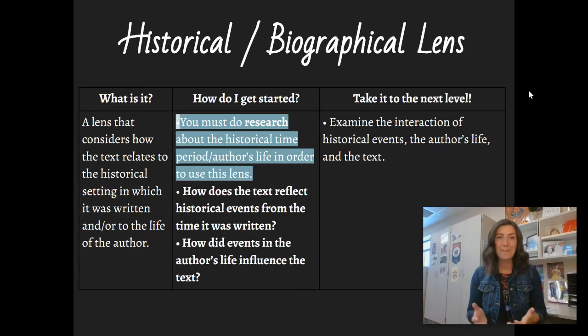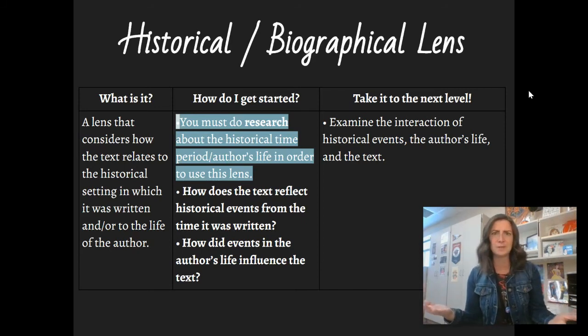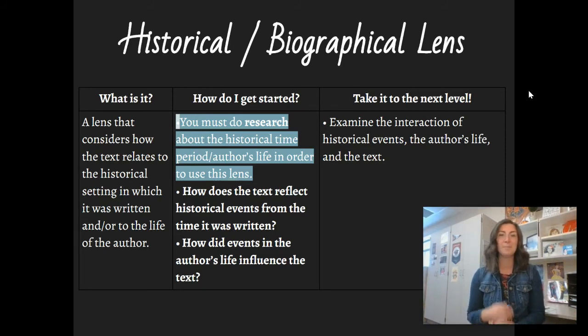So, to wrap up, this is a lens that considers how the text relates to when the text was written, the year it was published, and the author's life and experiences. I highlighted a note here that you have to do research to be able to use this lens. You might not know what happened in that author's life. So that's why your teachers generally provide you with a biography about the author before you start reading a text. The word biography means a life story. So whenever your teacher says, let's read a one-page biography, they're doing it for a reason. They want you to see the reflections of that author's life and experiences in the text.